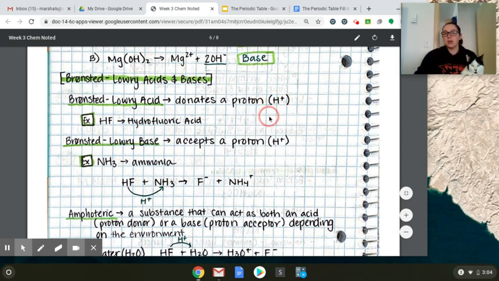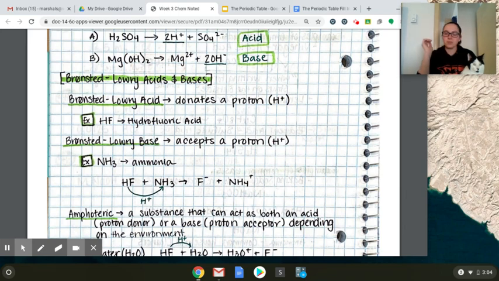So let's think about that for a second. A hydrogen atom has 1 proton, 1 electron, 0 neutrons. If I get rid of the electron to form an ion, I will just have a proton left over. So just because it's an H+, we consider it a proton. So Bronsted-Lowry acids donate protons. An example is HF, or hydrofluoric acid. It is going to give the H+ away.